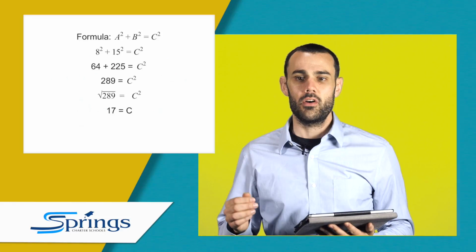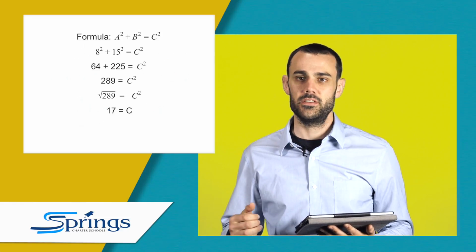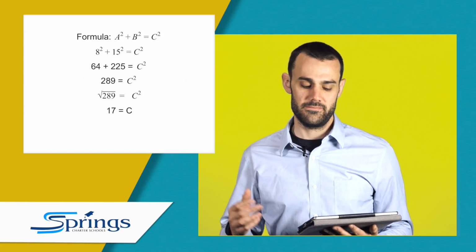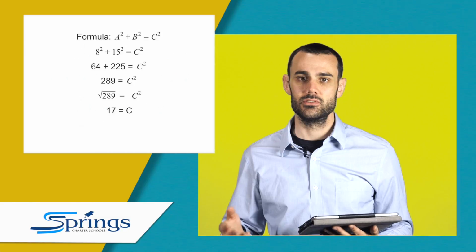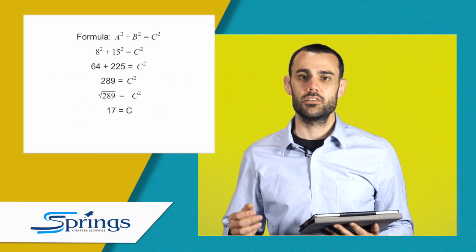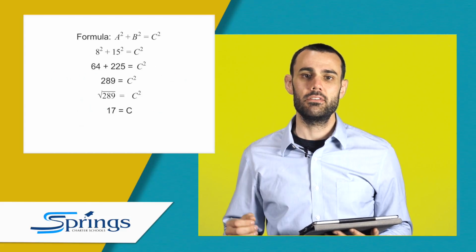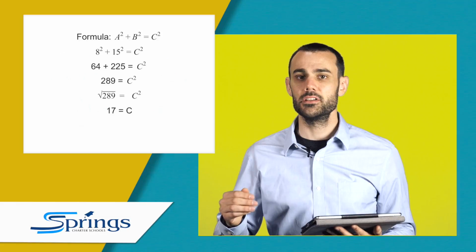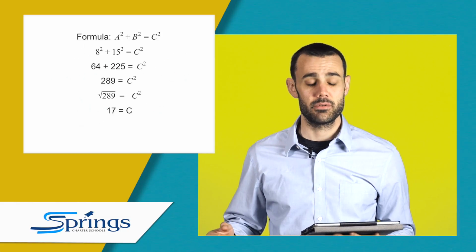Now, when we go ahead and square 8, it's 8 times 8, so we get 64. And 15 squared is 225. So we have 64 plus 225 equals c squared. So when I add 64 and 225 together, I get the number 289. And I haven't done anything with c squared, so I'm simply going to bring that part down in our equation so we can use it in the next step.